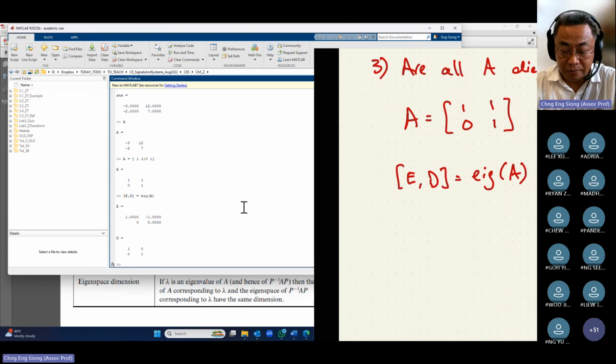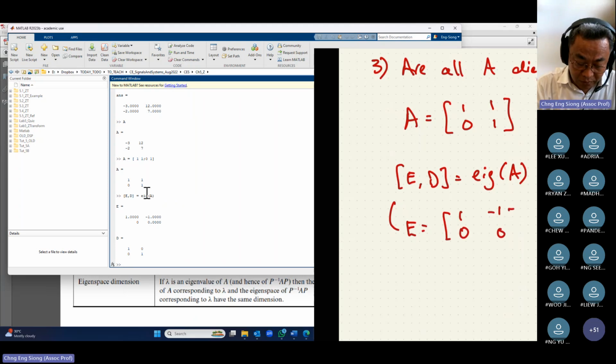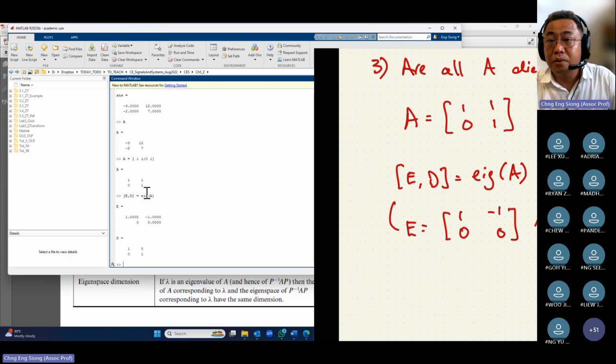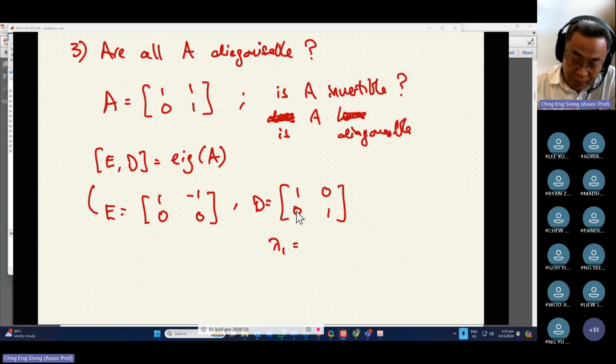Can you all see? What did he give me for E? So E becomes 1, 0, minus 1, 0. D becomes 1, 0, 0, 1. So what is lambda 1, guys? Lambda 1 is 1. What is lambda 2?